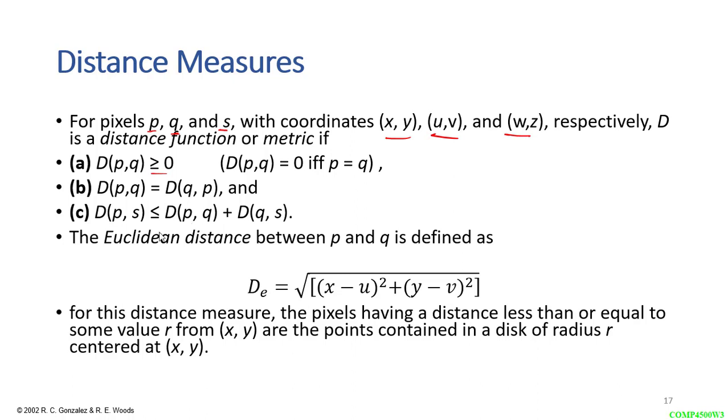So the first method is the Euclidean distance. The Euclidean distance between two images is just the normal distance. It is equal to the square root of the sum of the squares of the differences of the points: (x minus u) squared plus (y minus v) squared. This is x and this is u, this is y and this is v.